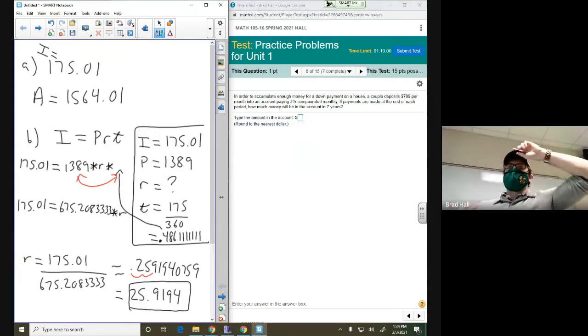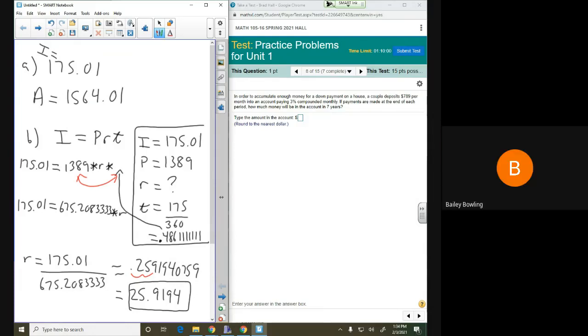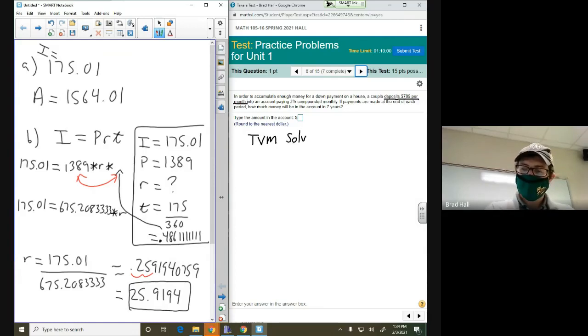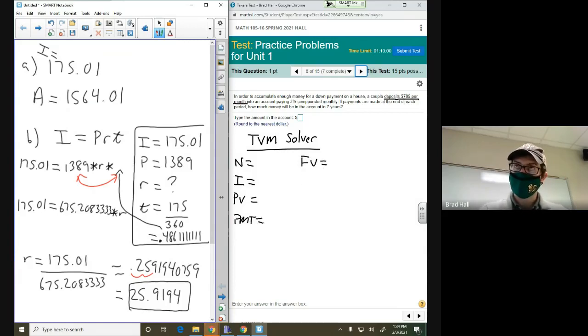So the first question is, what type of problem is this? TVM. It's going to be a TVM. This is a TVM solver problem because we deposit $789 per month into some account. This is TVM solver. So there's an N, an I, a PV, a PMT, FV, P over Y, and C over Y.